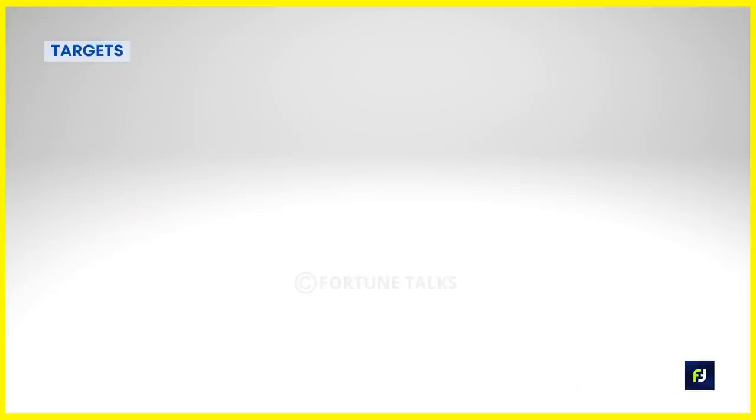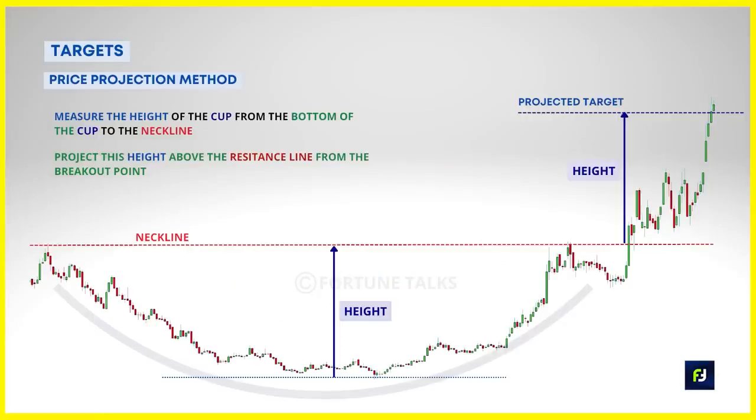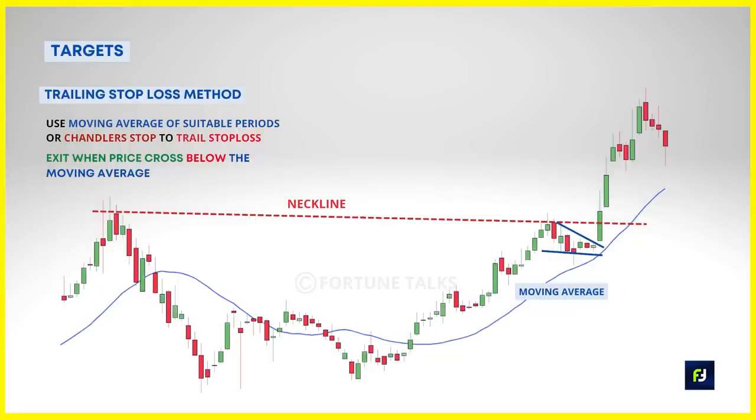And finally, how to exit your winners. The first method is obviously the classic price projection method. Here we measure the height of the cup from the bottom of the cup to the neckline and then project it from the breakout point above the neckline. This will be your future profit target. Now the second method is to use moving averages to trail your stop loss and ride big trends. So in a trending market, the price can remain above the moving average for a long period of time and you will only exit when the price closes below the moving average.